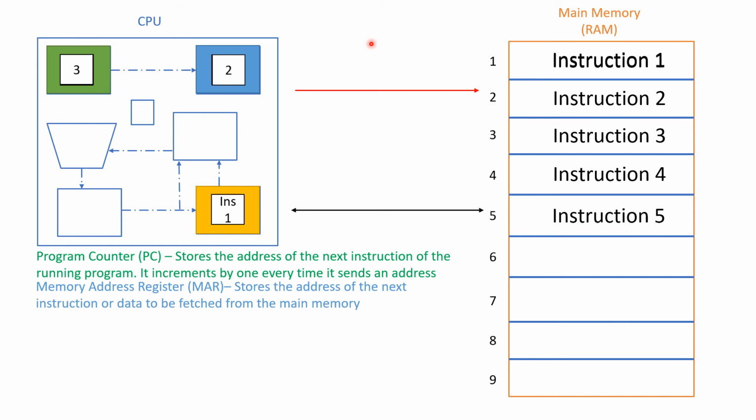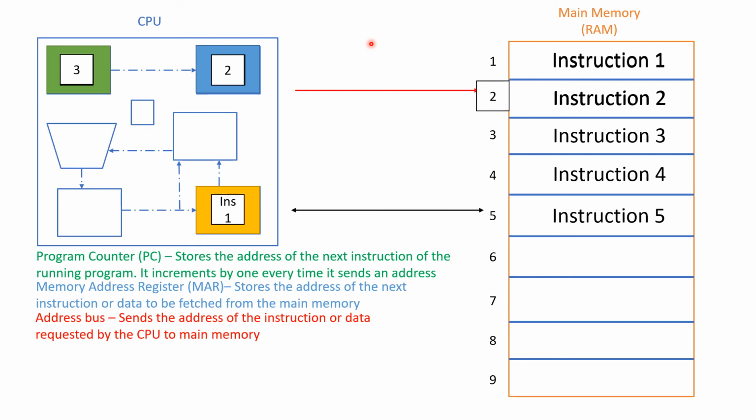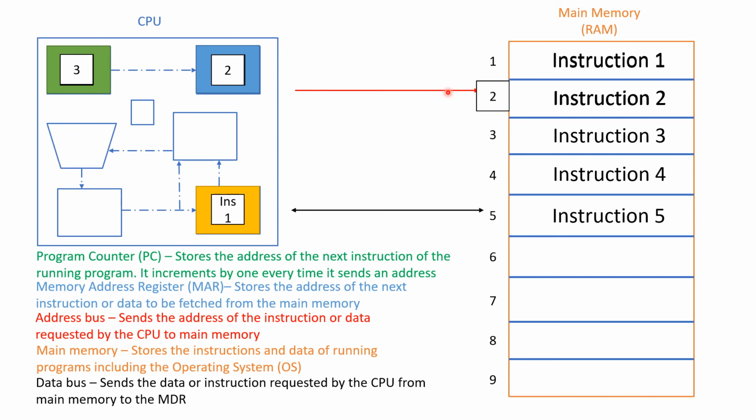The memory address register stores the address of the next instruction or data to be fetched from main memory. So it checks that address and then sends it down the address bus to request that binary number from the address that we're currently looking at, in this case 2. So the address goes down the address bus and then the main memory makes a copy of the binary number, in this case instruction 2 because we're looking in address 2, and sends a copy of that back down the data bus so that it can be stored in the MDR ready to be decoded and executed later on. And this cycle then keeps repeating until we turn the computer off or we get to the end of the program.